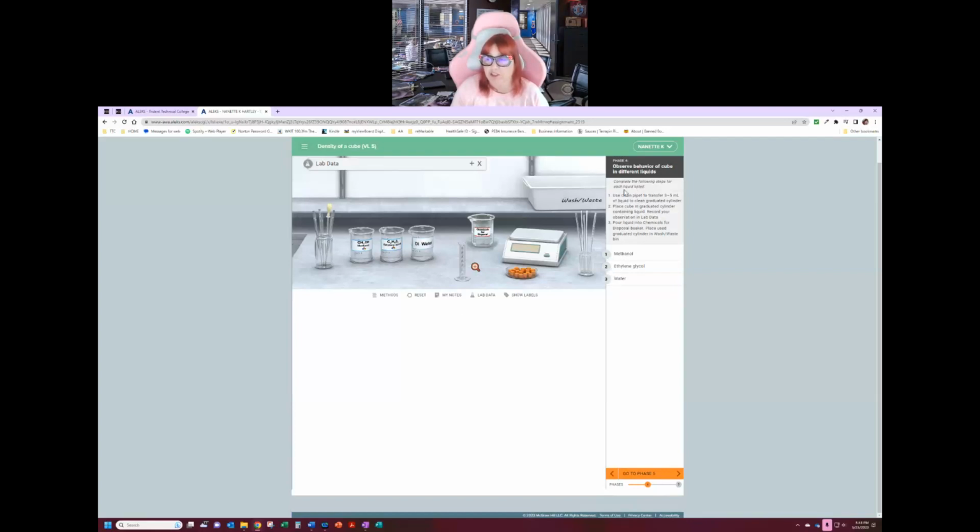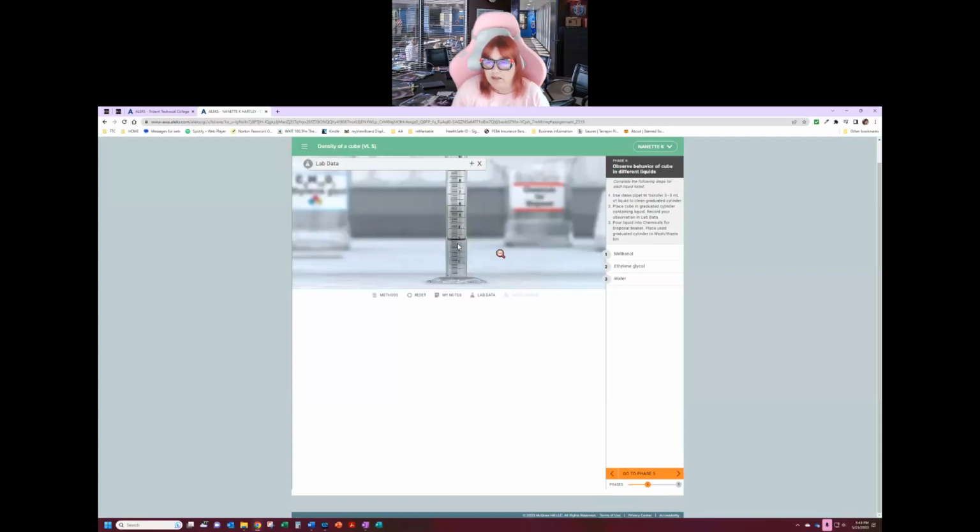And complete the following steps for each liquid listed. Use a clean pipette to transfer 3 to 5 milliliters of liquid to the graduated cylinder. So here's my grad cylinder. Here's a clean pipette. And I put it in the methanol, which is this first one here. And I put that in there. And then I say, okay, I haven't added enough yet. I add more. You get roughly 1 milliliter when you do this. And I put that in there and I say, oh, okay. So this is 3.00. That's how I would report that.